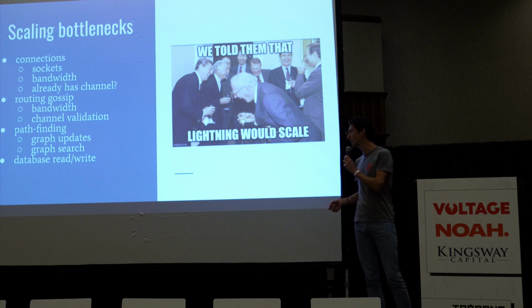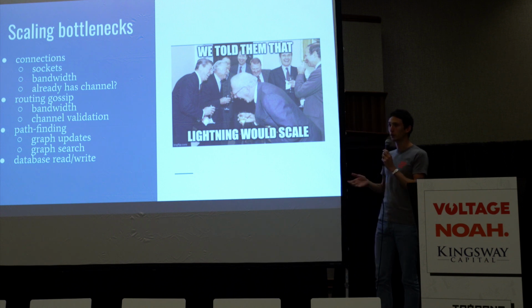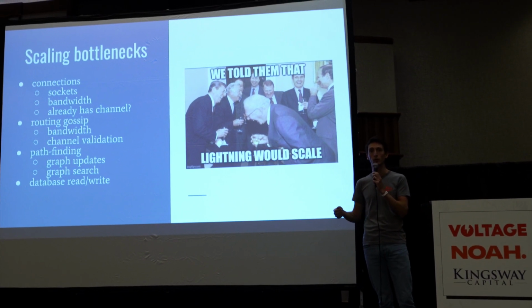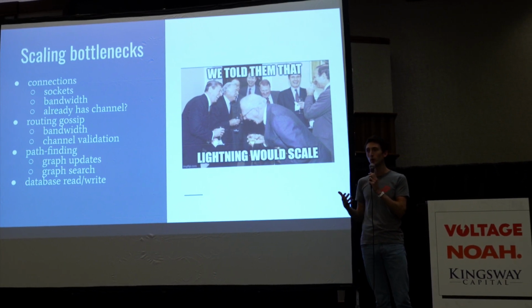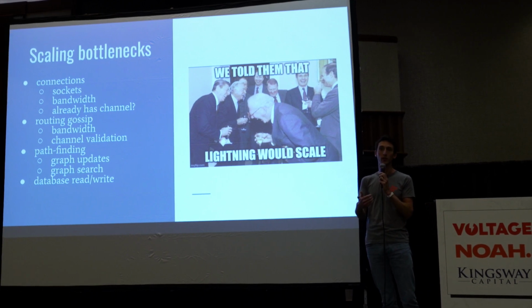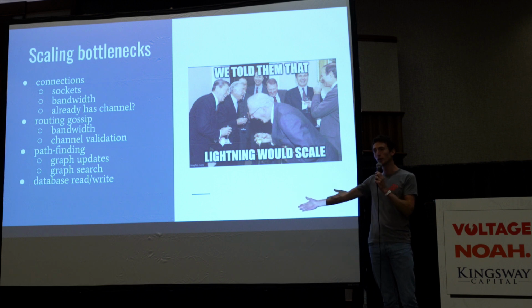Also, another scaling bottleneck is pathfinding, because you have to constantly update your graph with new information and search for paths in that graph, especially if you're using something like trampoline routing. If you are only relaying payment, you actually don't need the graph at all. You receive an HTLC, it tells you, I want to go to that node next, so you only have to know about your local channels.